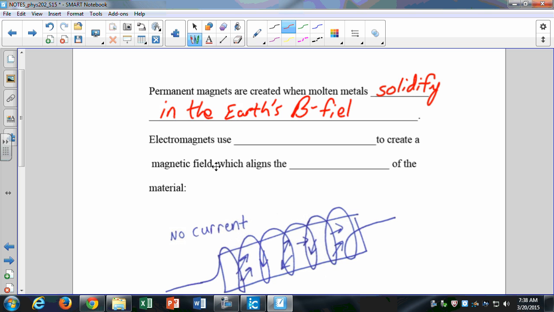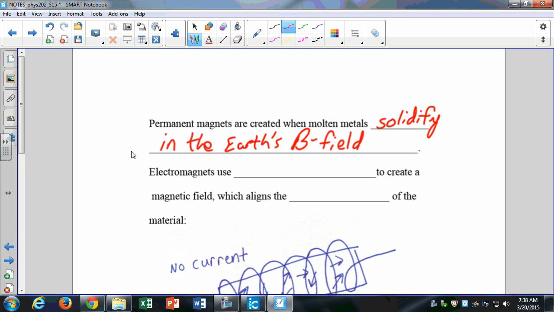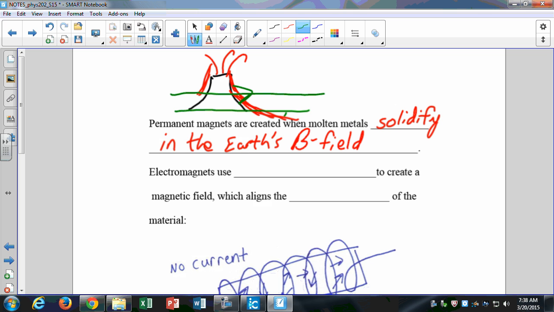If you can imagine that you have this volcano, I'll draw you a picture of a volcano here. This is a volcano. It has molten lava that's coming out of it, and then this molten lava flows down the side of the mountain. And this is all occurring within the context of the Earth's magnetic field here.